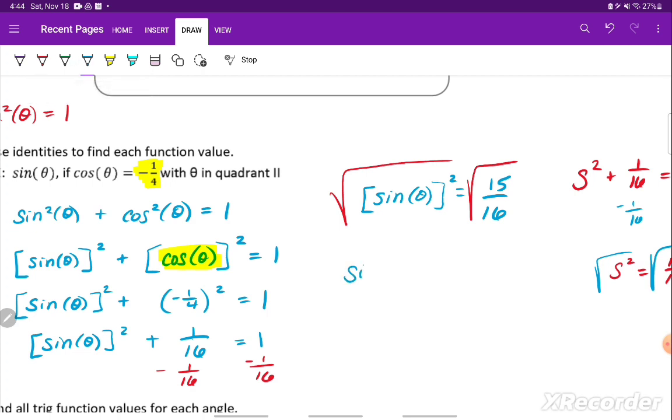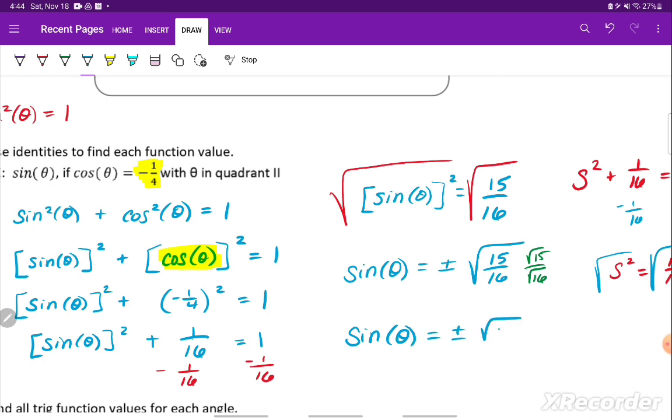That gives us sine of theta is equal to plus or minus the square root of 15/16. We'll simplify this radical by breaking it up into the square root of the numerator over the square root of the denominator. We get sine of theta is equal to plus or minus the square root of 15 over 4.